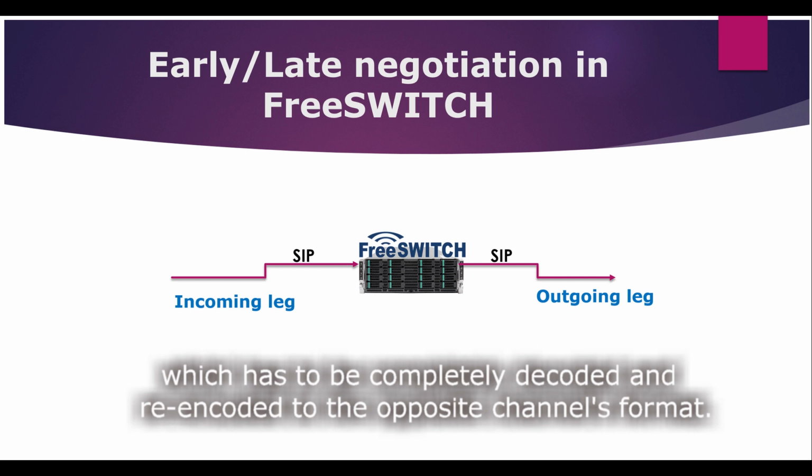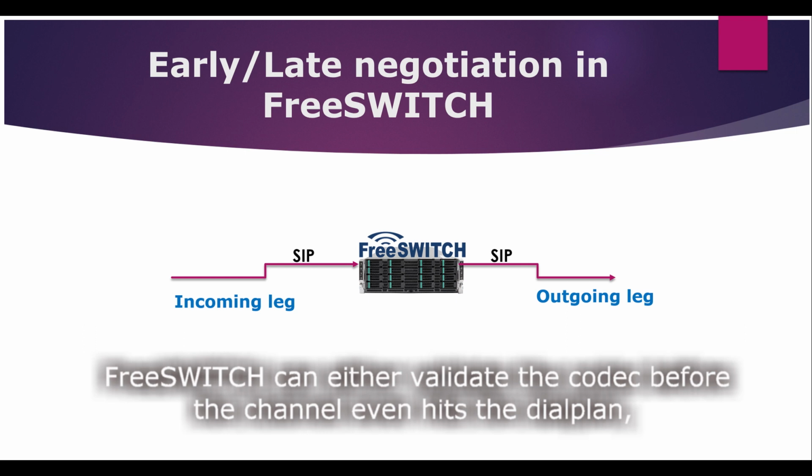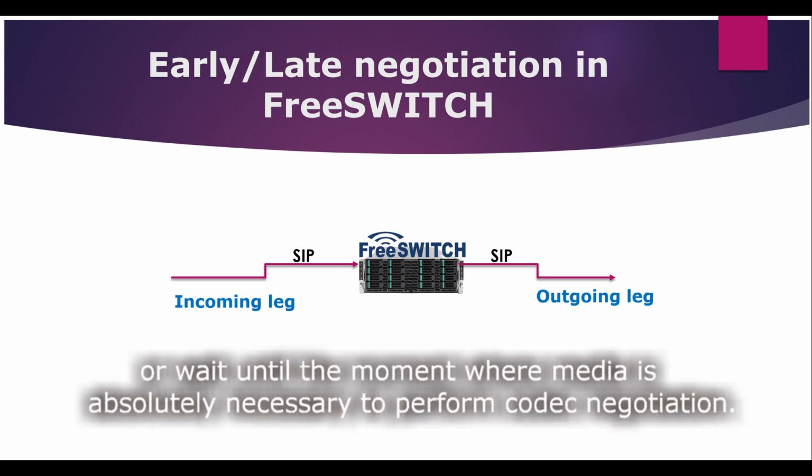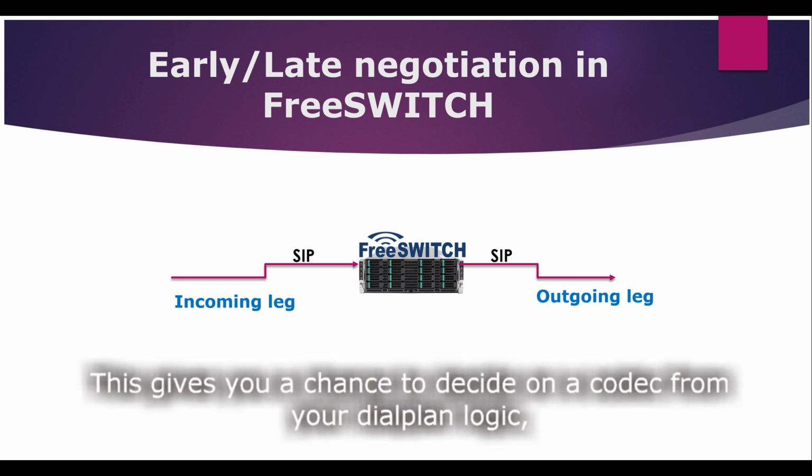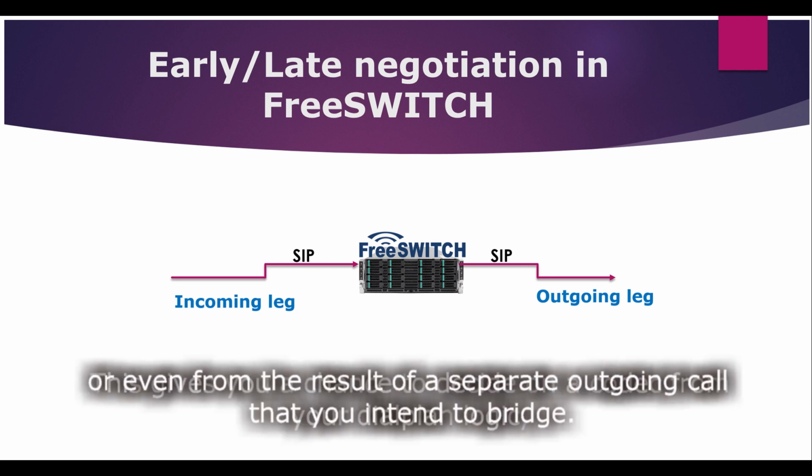to opposite channels format. FreeSWITCH can either validate the codec before the channel even hits the dialplan, or wait until the moment where media is absolutely necessary to perform codec negotiation. This is known as early negotiation or late negotiation respectively. This gives you a chance to decide on a codec from your dialplan logic or even from the result of the separate outgoing call that you intend to bridge.